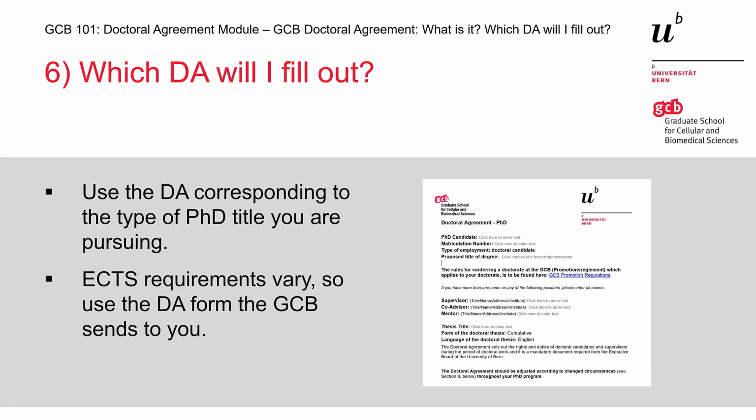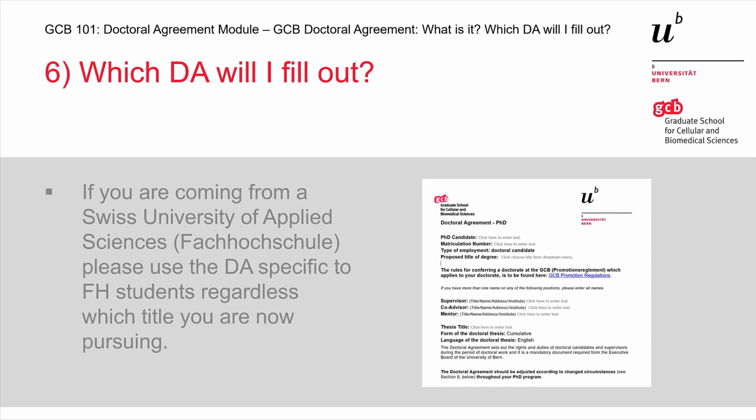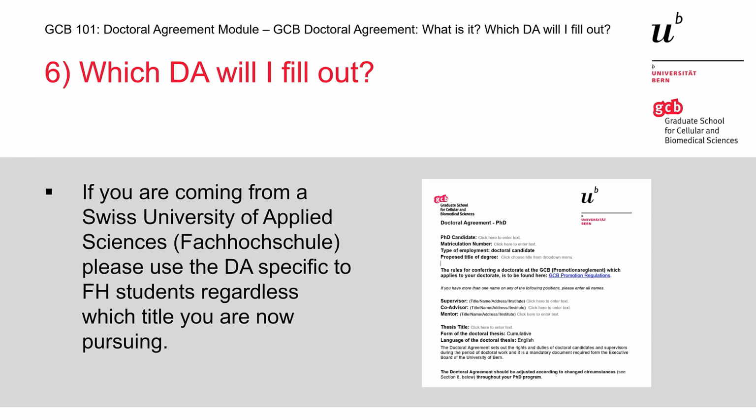Use the corresponding doctoral agreement to the type of PhD title you are pursuing that you have received from the GCB Coordinator. Depending on your educational background and the degree you are now pursuing, there are different requirements regarding ECTS. If you are from a Swiss University of Applied Sciences, in German Fachhochschule, please use the DA specific to FH students regardless which PhD title you are pursuing.